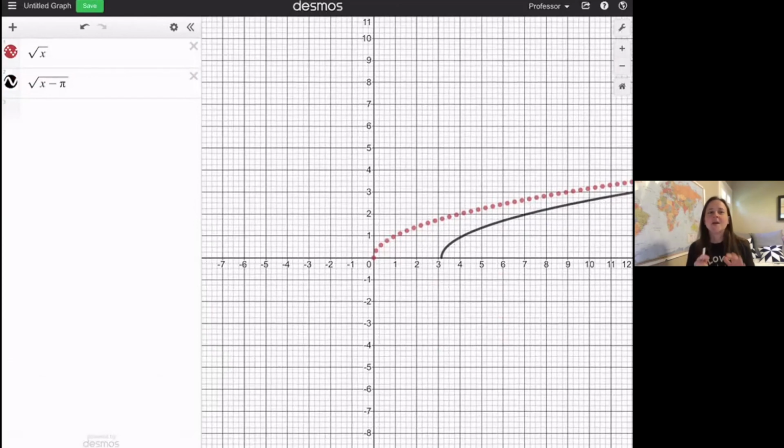So again, outside the function has a vertical effect on the graph. Inside the function has a horizontal effect on the graph. Okay, we've got 3 more transformation rules to do. We'll do that in the next video.